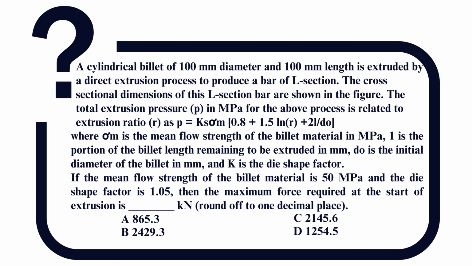L is the portion of the billet length remaining to be extruded in millimeter, and D0 is the initial diameter of the billet in millimeter, and K is the die shape factor. If the mean flow strength of the billet material is 50 megapascal and the die shape factor is 1.05, then the maximum force required at the start of the extrusion is, fill in the blank, kilonewton. Option A, 865.5 kilonewton. Option B, 2429.3 kilonewton. Option C, 2145.6 kilonewton.